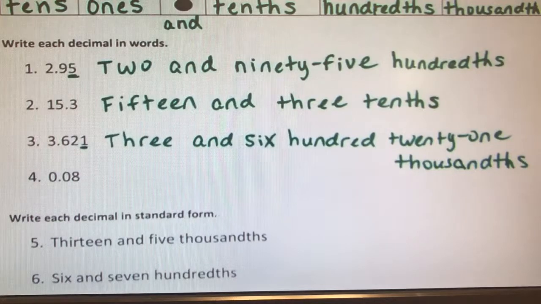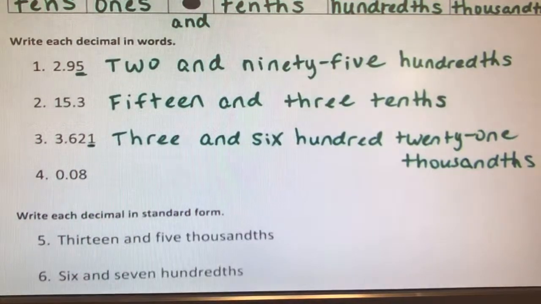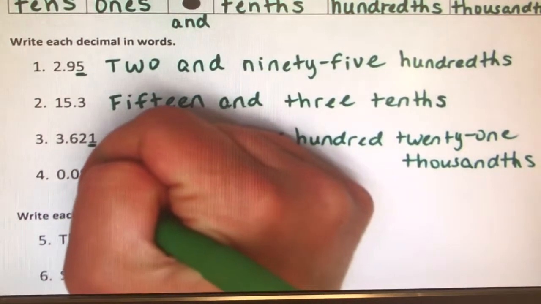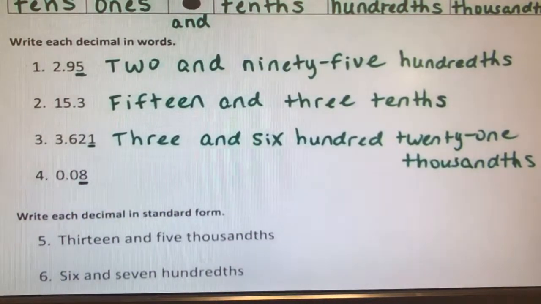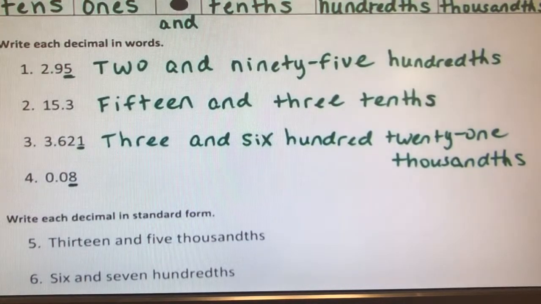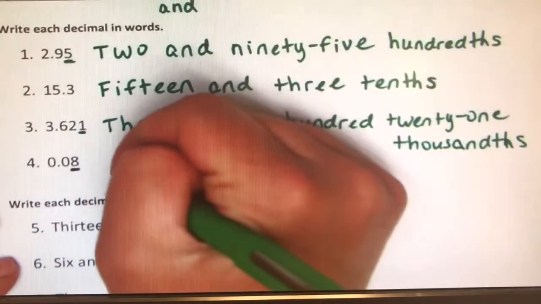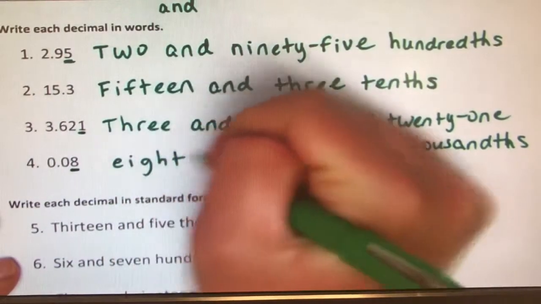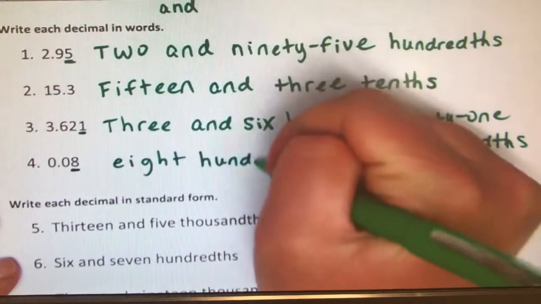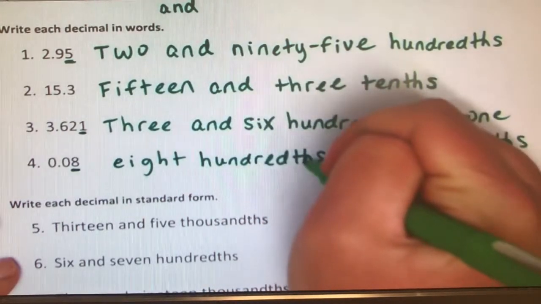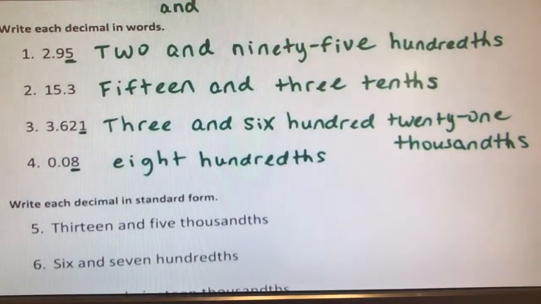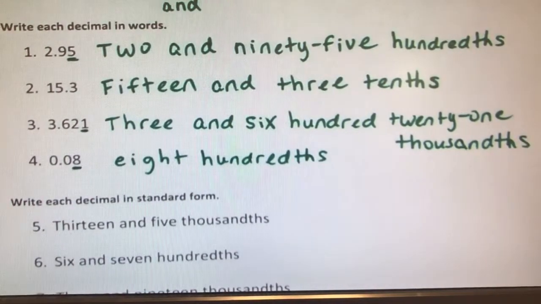Now what about number 4? There's not a whole number. There's a 0 there. So we could say 0 and something, but we don't really need to do that. So all we see after the decimal is the number 8. But there's only one 8, but we have to be careful and pay attention to what place it's in. The 8 is in the hundredths place. So this isn't 8 tenths, it's actually 8 hundredths because it ends in the hundredths place. So again, you could write 0 and 8 hundredths. But it's kind of like if you just have 8 pennies, you're not going to say, I have $0 and 8 pennies. You would just say 8 pennies. So we really don't need that.